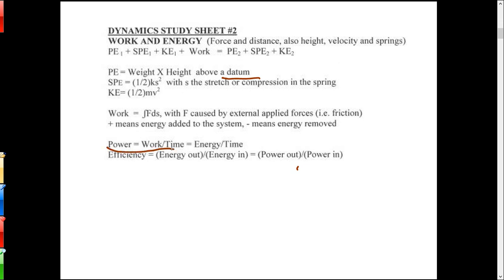You can also look at power, which is work over time. It's the amount of work you can do in a given amount of time. And then efficiency is whatever you put out versus what went in, either energy or power. So that's the work energy stuff.